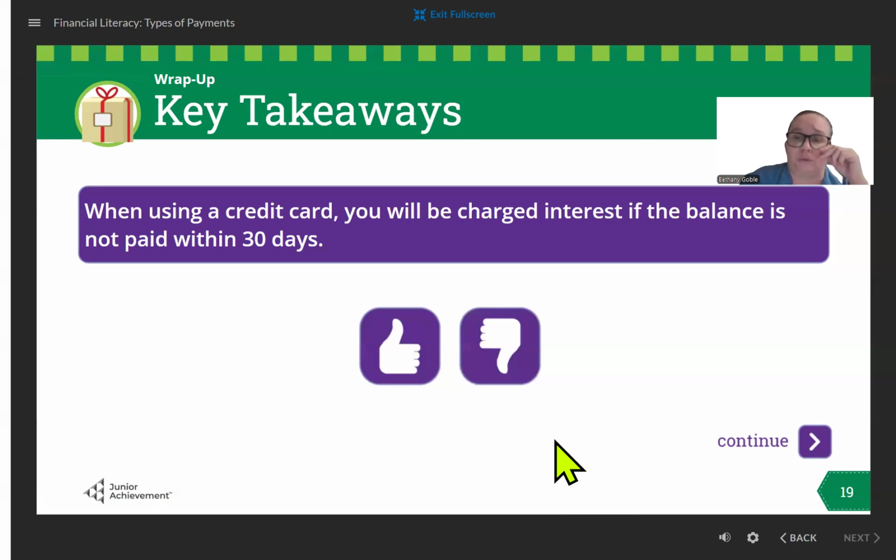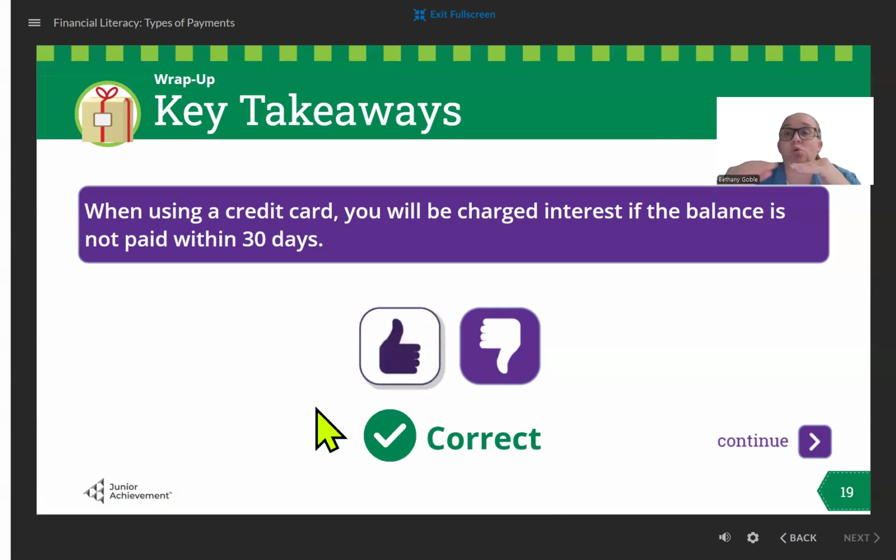When using a credit card, you're going to be charged interest if the balance is not paid within 30 days. What that means is you have a month to pay off whatever you charge. So say I had a flat tire and it cost me $80. I don't have $80, so I had to put it on my credit. Well, I have 1 month to pay $80. If I don't pay it within that month, next month I'm going to have to pay extra interest.